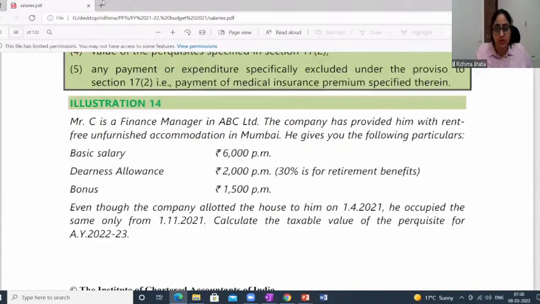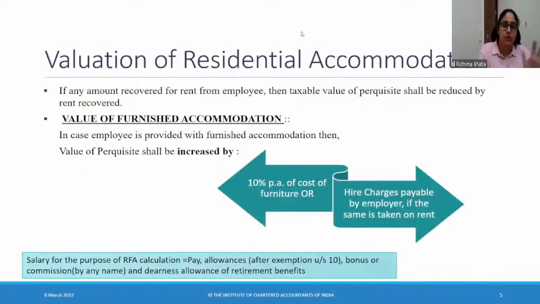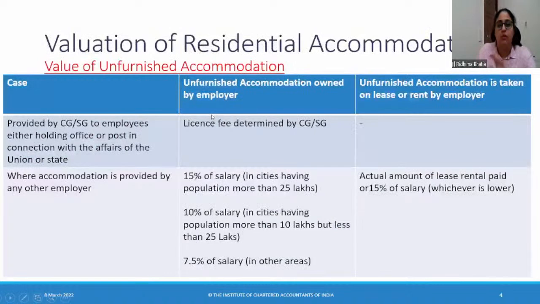I think most of you have given the right answer. Students, again, nothing to ratify. The simple thing you have to remember is: first look into the question, how much time the accommodation is provided for. Then see whether the accommodation is owned or leased. In the case of owned, there is a flat value which you have to consider basis the population. Simple.